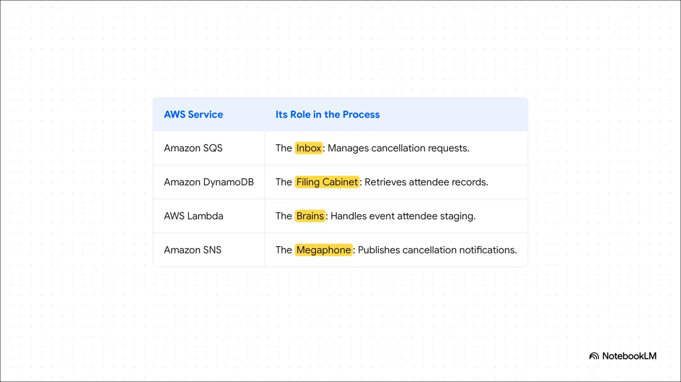Then you've got Amazon DynamoDB, which is like a super fast digital filing cabinet, holding all the attendee info. The real brains of the operation is AWS Lambda, which runs all the code. And finally, you have Amazon SNS. Think of it as the megaphone that broadcasts the final message out to everyone.